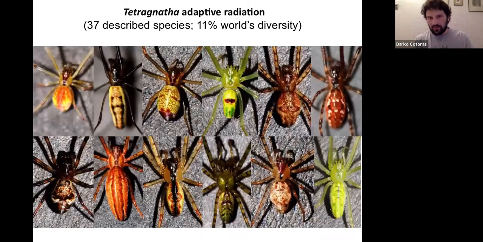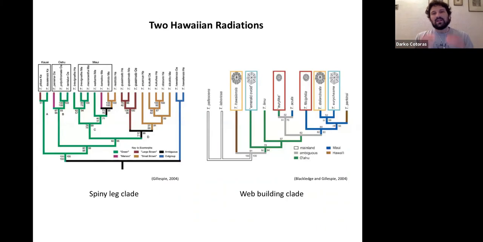Another prime example of adaptive radiations are Tetragnatha spiders. The Hawaiian Islands concentrate about 10 or 11% of the diversity of this genus: 360 species worldwide, and Hawaii has 10%. So if you put in perspective the size of Hawaii and the rest of the world, it is truly a hotspot. They are the result of two independent adaptive radiations.